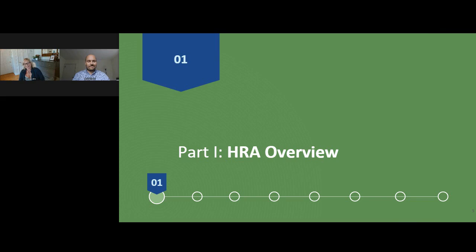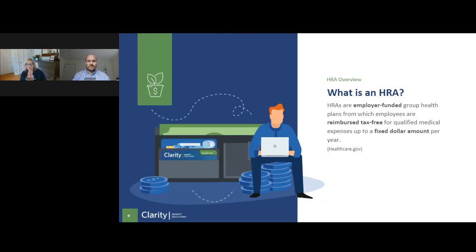Ready, let's go. Okay, we're going to start with an overview of this important employee benefit, Health Reimbursement Arrangements. So what is an HRA? According to the U.S. government, health reimbursement arrangements are employer-funded group health plans or arrangements or employee benefits from which employees are reimbursed tax-free for qualified medical expenses up to a fixed dollar amount per year.